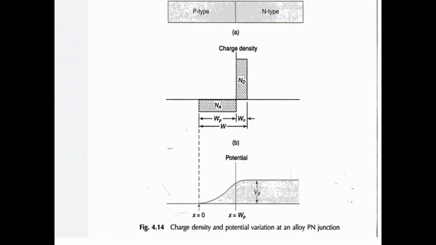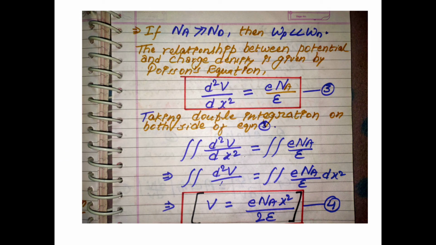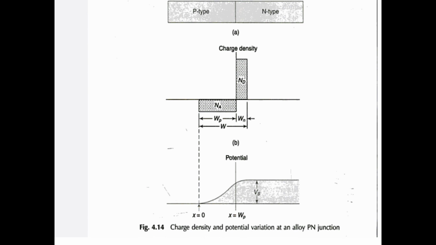So if NA is very much greater than ND, it means the concentration of the acceptor atom is much greater than the concentration of the donor atom, then the width of the p-type will be very much less than the depletion width of the n-type, which can be illustrated through the figure. This is our figure, this is our p-n type, where the concentration of acceptor atom is greater and the concentration of donor atom is very less. So the width of the p-type is less than the width of the n-type.